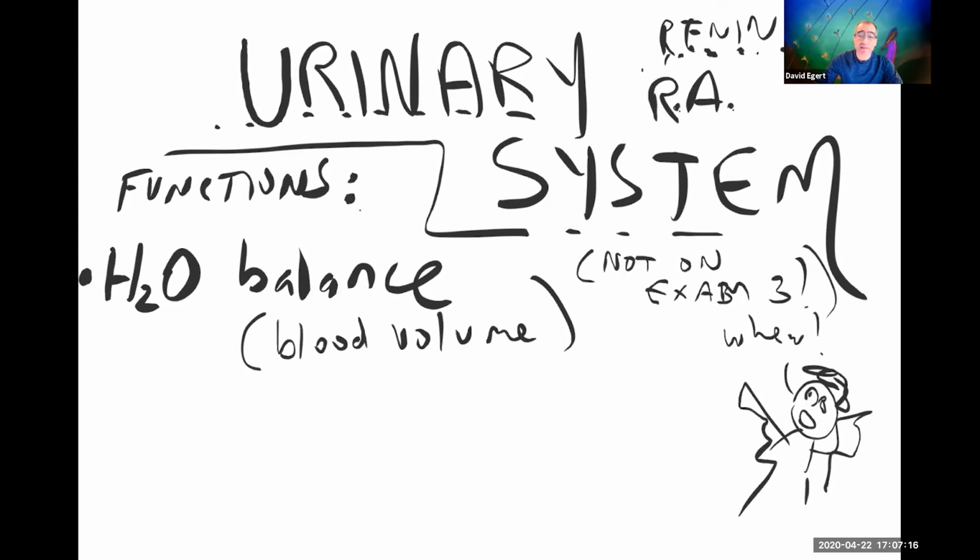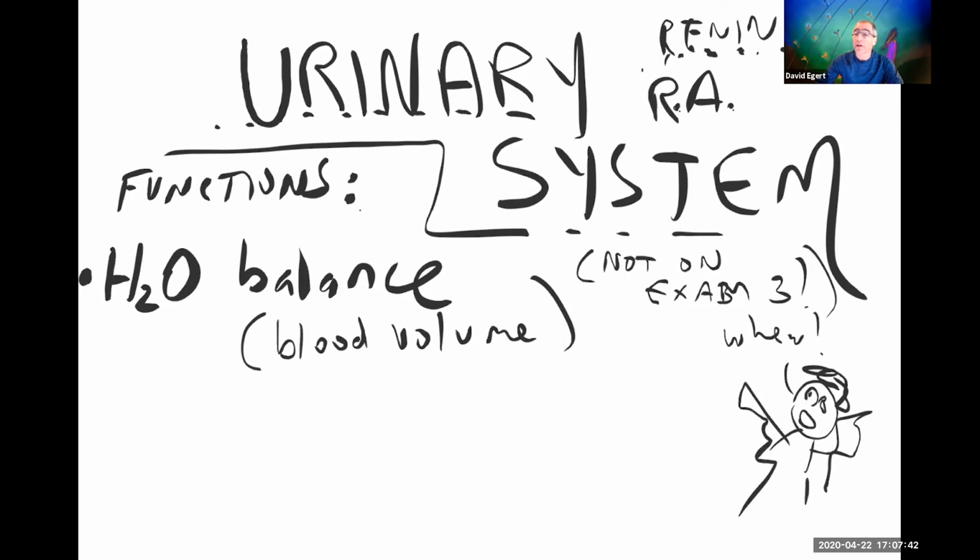Remember, renin then catalyzes angiotensinogen into angiotensin 1, which then gets converted into angiotensin 2 by ACE, that angiotensin converting enzyme, which is localized in the lung tissue. And then angiotensin 2 is a vasoconstrictor, but then also activates the release of ADH by the pituitary and aldosterone by the adrenal cortex.